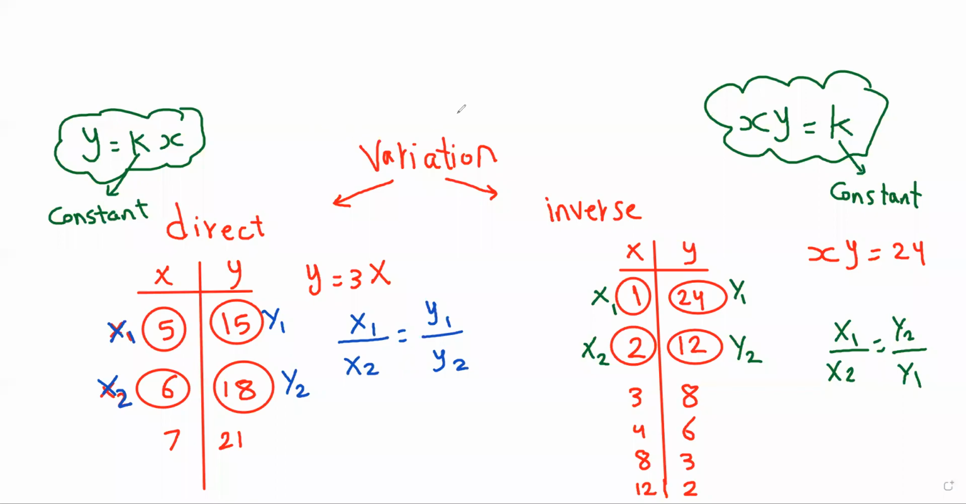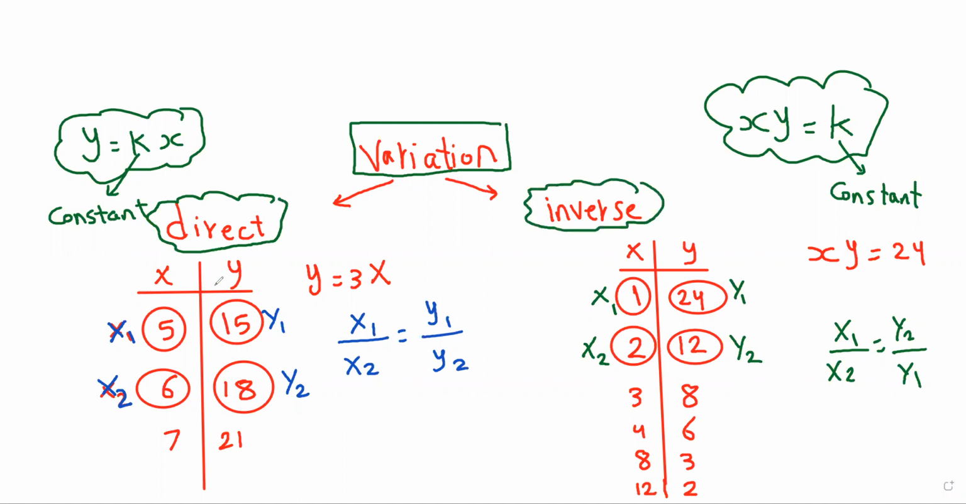The variation. We have two types of variation. The first type is the direct variation, and the second type is the inverse variation. Let's have a look at this table. There are some values of x and opposite values of y.